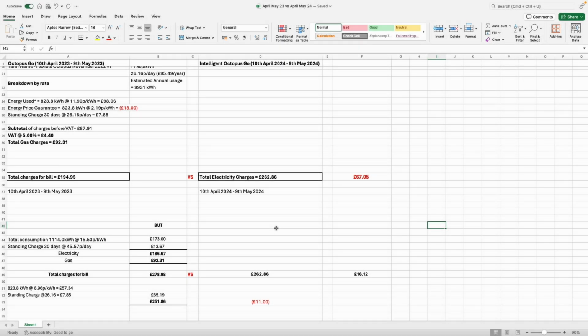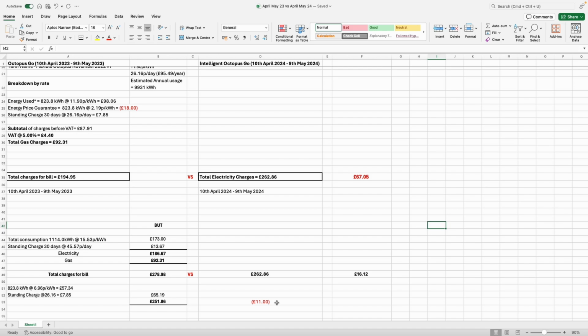So again, if I compare like for like this year's gas prices and last year's usage compared to this year, my gas would be 65.19 and my electricity would be 186, as we've calculated already. That total is 251.86, and my April to May 24 bill was 262.86, which means I have paid more by £11. So with my heat pump, I've not saved any money. I've paid more by £11.